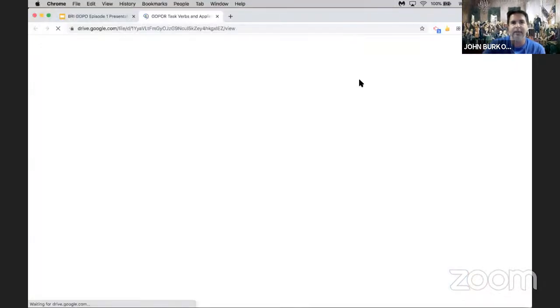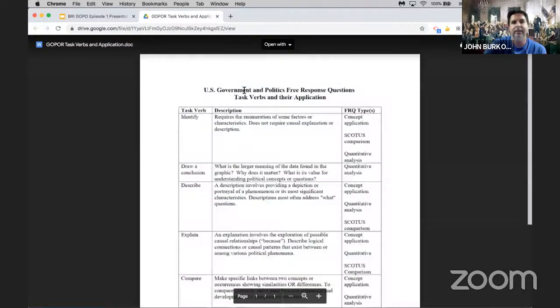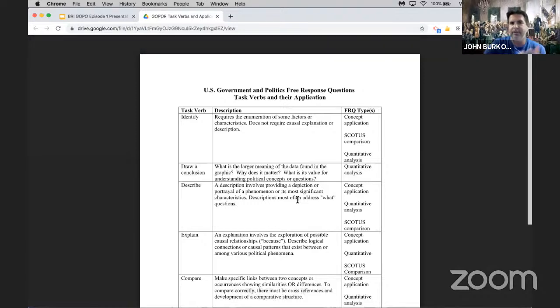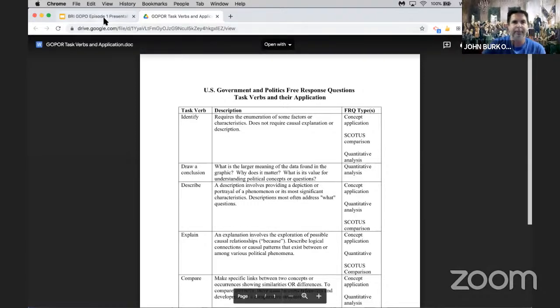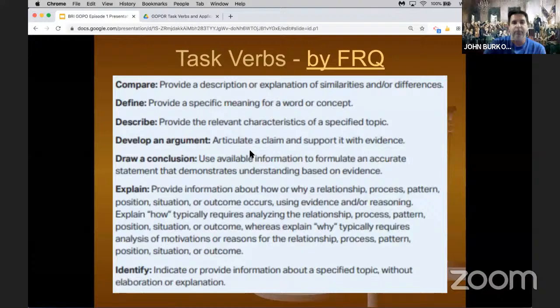When you access this and click on it, it will break down the task verbs for each FRQ type, and get a little more into what "identify" means, what "draw a conclusion" means. So this will help you as you try to understand these task verbs. This is key, make sure that we get this. And as we go through these webinars, we will tackle each one of these task verbs.